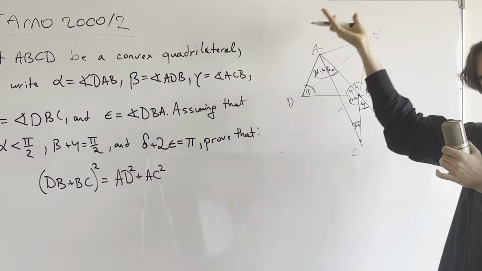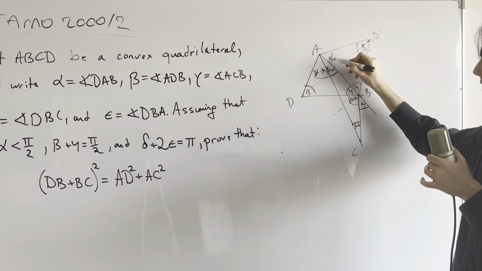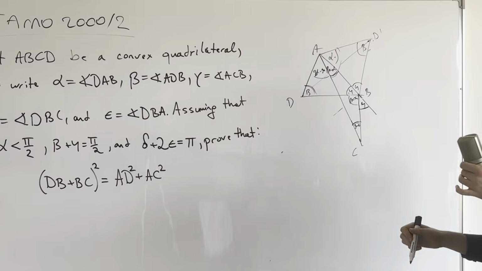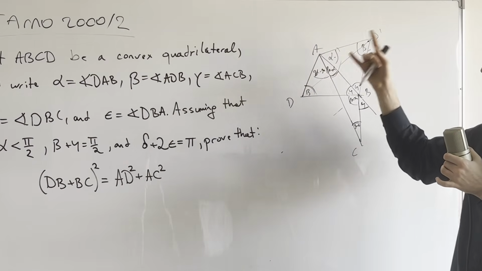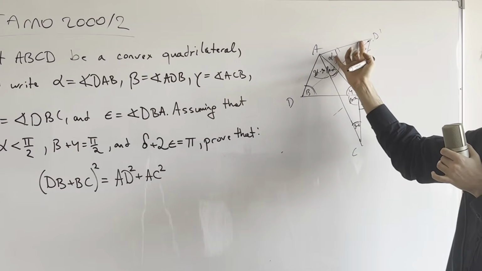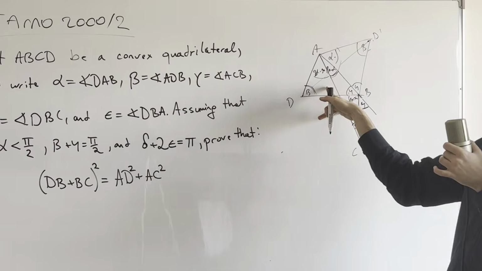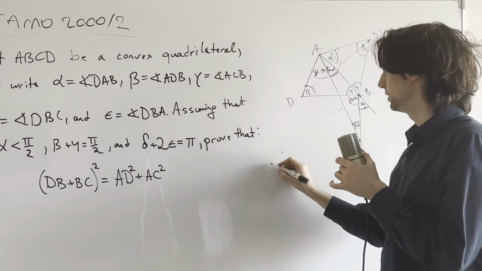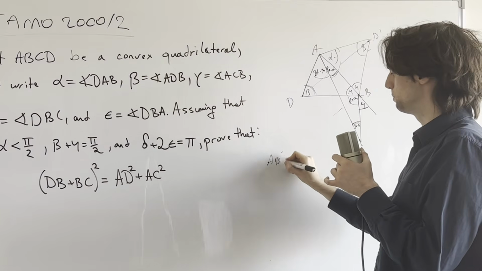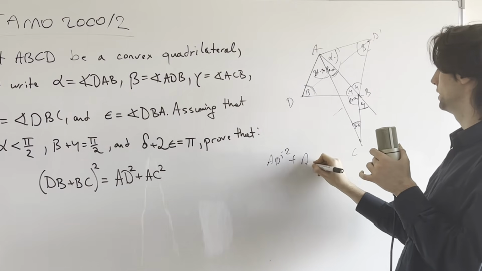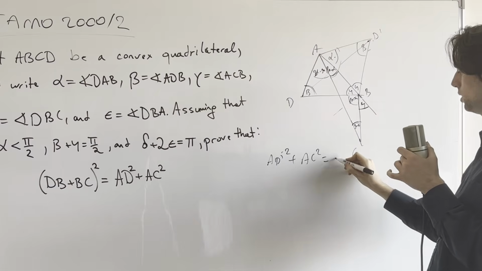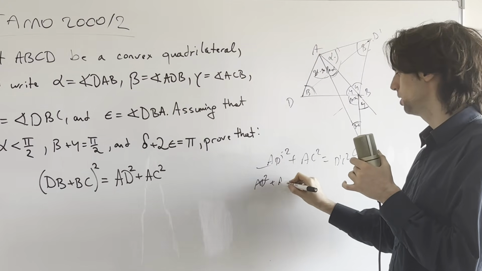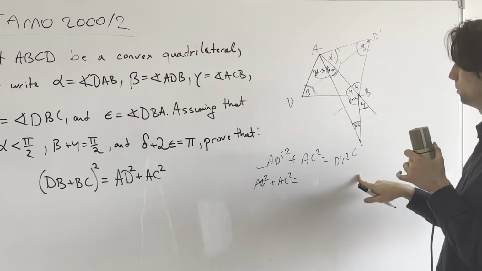Oh, so I do have this angle. This is alpha, a reflection. So this whole thing is 90. And now I have AD squared here, AD prime squared plus AC squared is equal to D prime C squared. So actually, let me write this down. I get AD prime squared plus AC squared is equal to D prime C squared. Now, what is this? Well, this is AD squared plus AC squared is equal to D prime C squared.